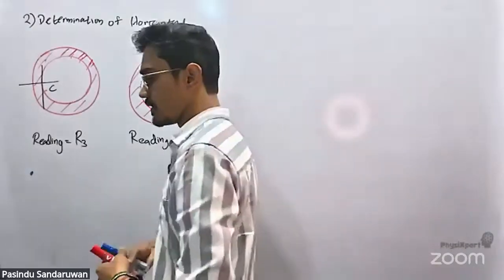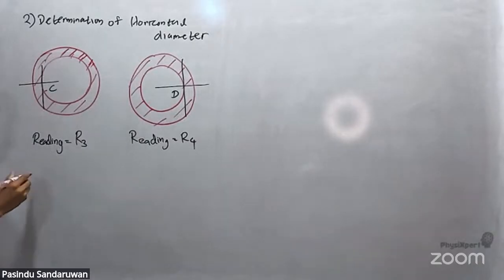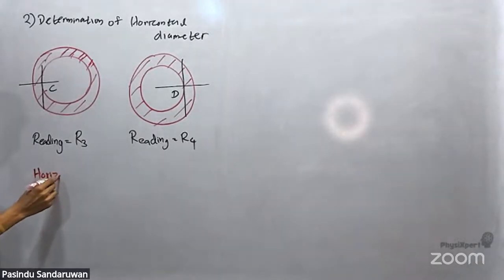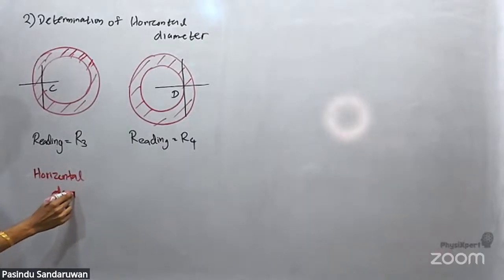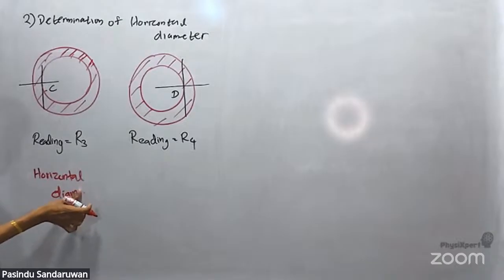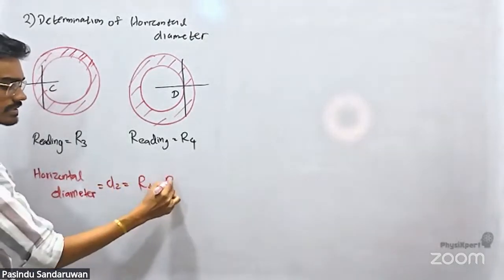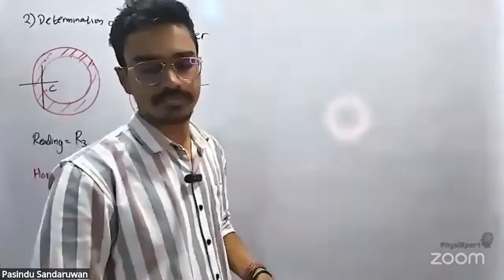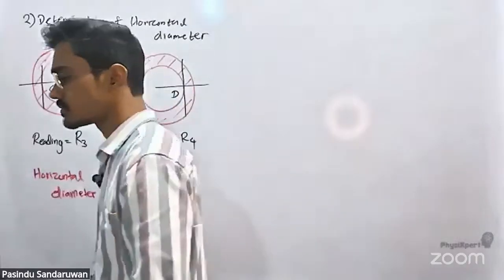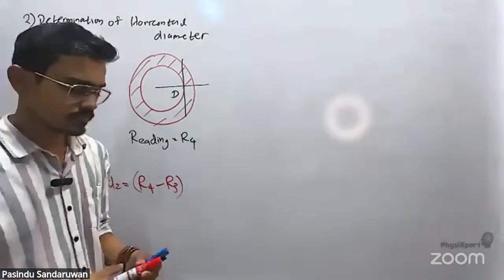Right. Now, very similar to the previous case. If you need the horizontal diameter, let's say horizontal diameter is D2. That is given by R4 minus R3. Measure it.